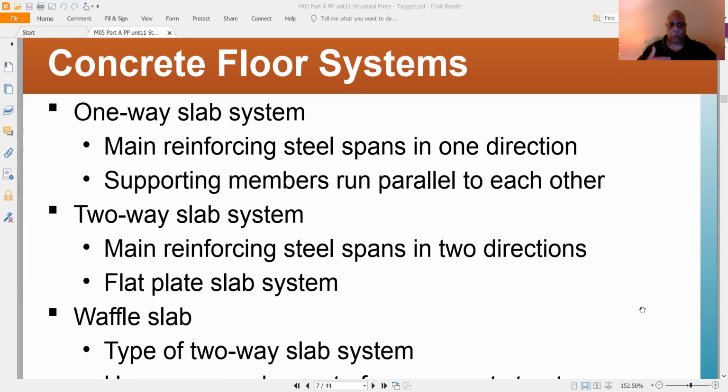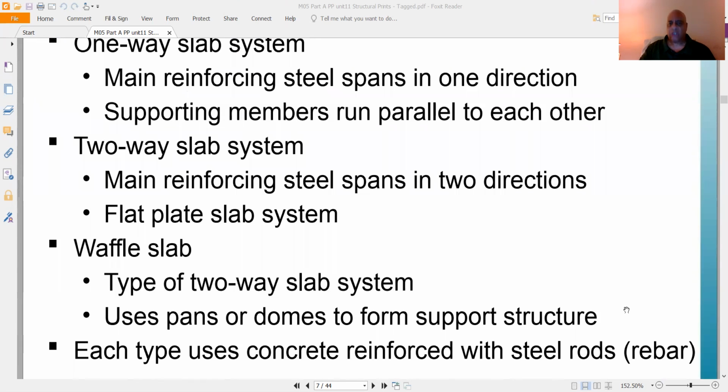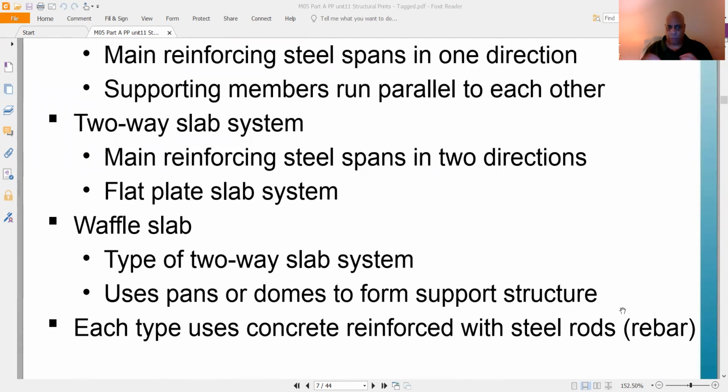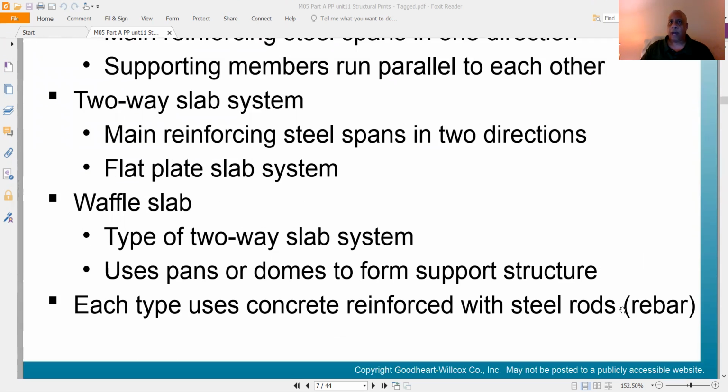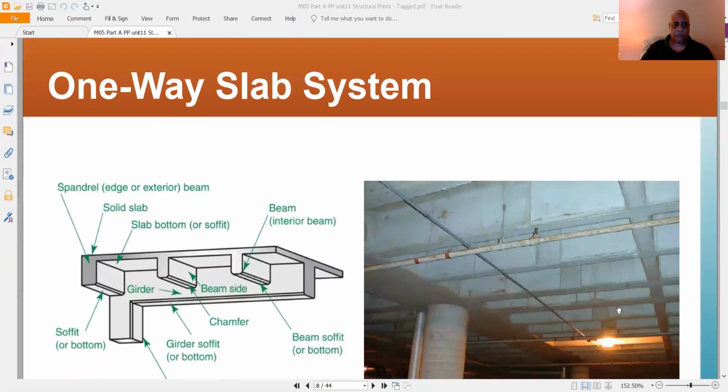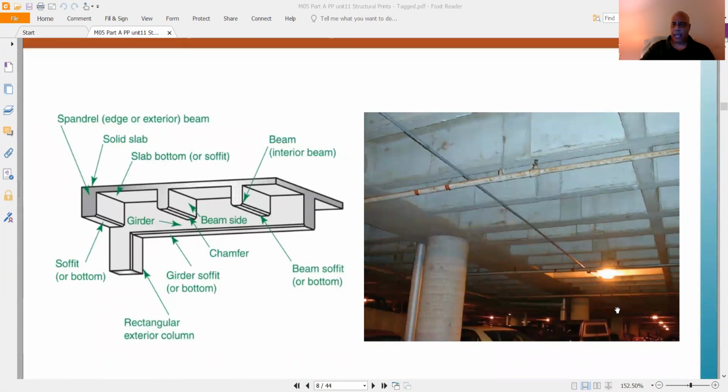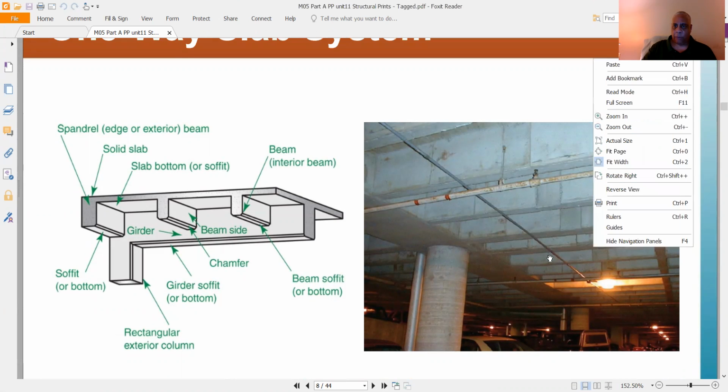Now, the difference between a one-way and a two-way, there's a flat plate slab system, and then there's a waffle slab system. It's a type of two-way slab system, and it basically uses pans or domes to form a support structure. Now, of course, when we deal with concrete, each type uses concrete reinforced steel rods known as rebar. Now, again, I'm showing you an example right now of a one-way slab system. This looks more like a waffle system, but what you're seeing is how it's created.